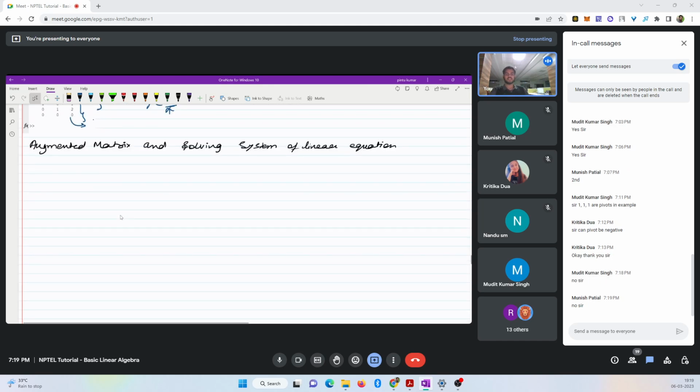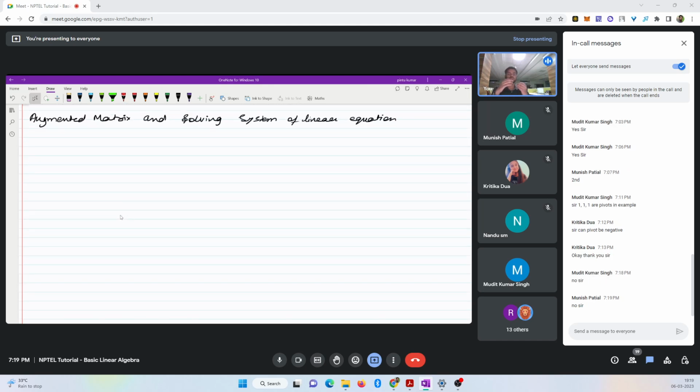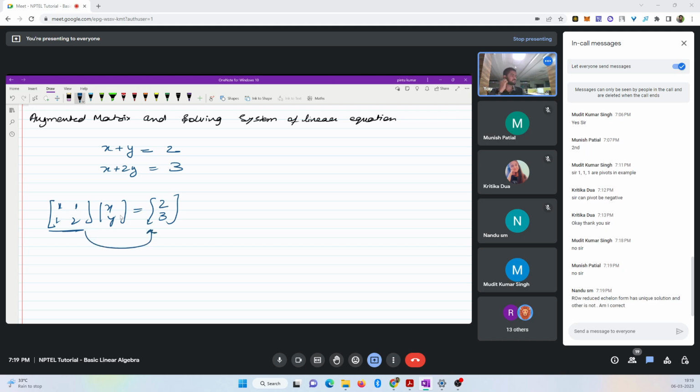So, why did we study all these things? We want to solve our system of linear equations. Now, let's say we have a very simple system of linear equations: x plus y is equal to 2, x plus 2y is equal to 3. Let's take a very simple example. If you would have solved it by the elimination method, let's write its matrix. So this is 1, 1, 1, 2 times x, y. This will give us 2, 3. One simple way is you find the inverse of this matrix and pre-multiply this side, and you will get the answer.